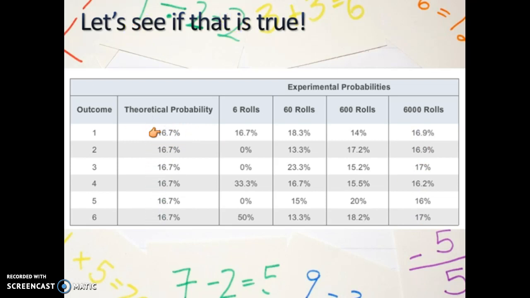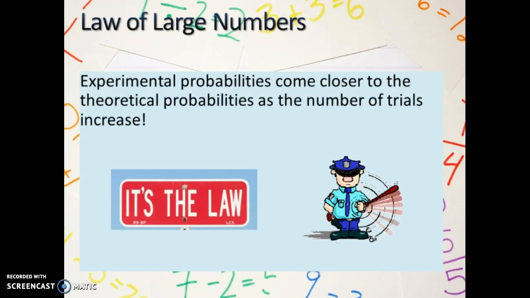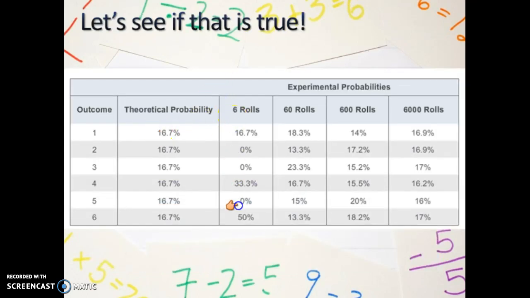So again, that law of large numbers states that practice makes perfect. The more trials you do, the closer your experimental probability will be to the theoretical probability.